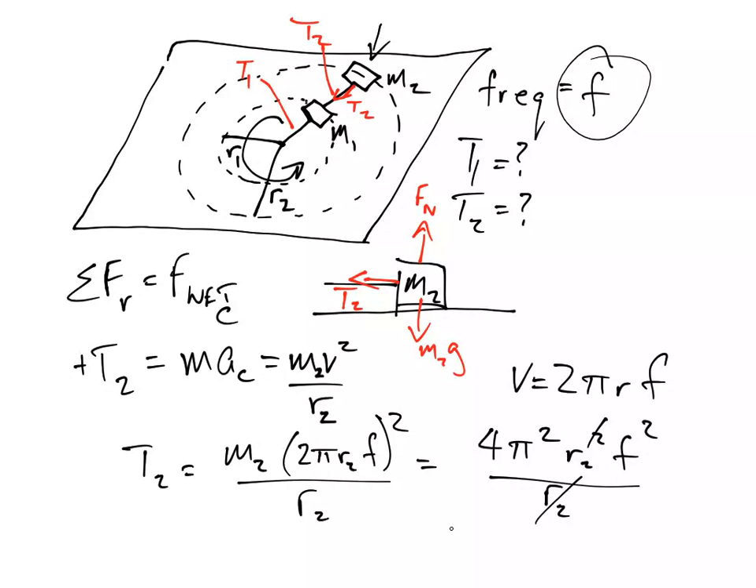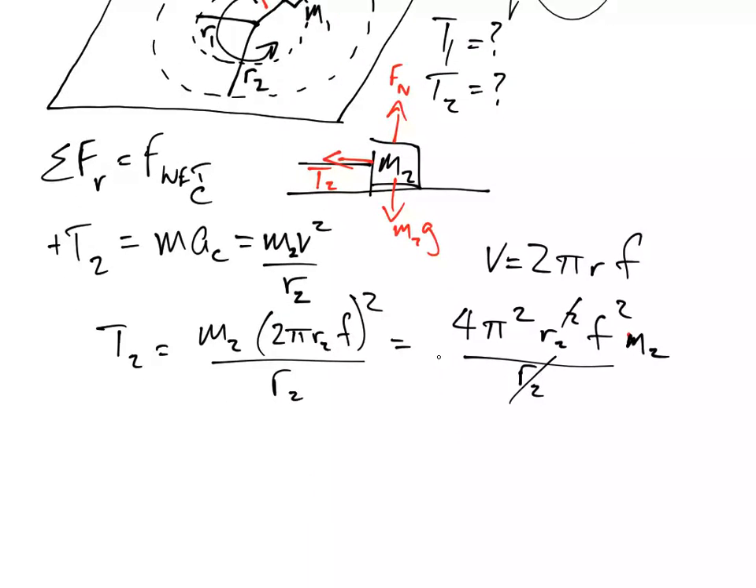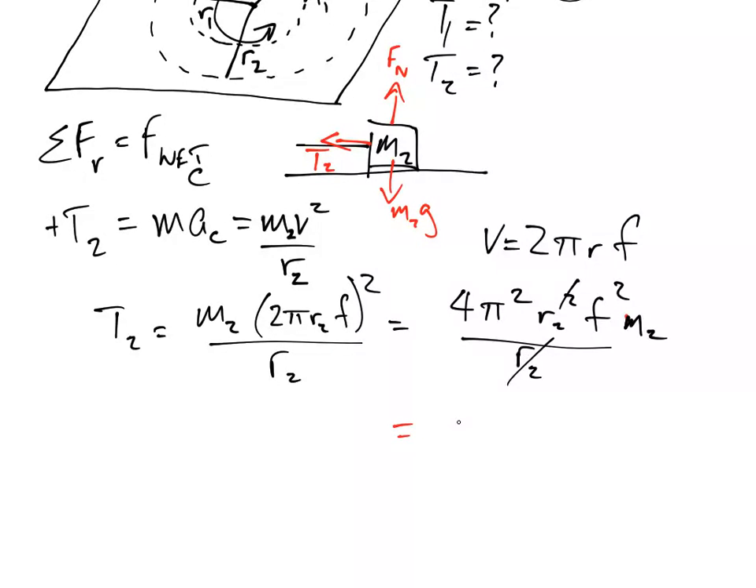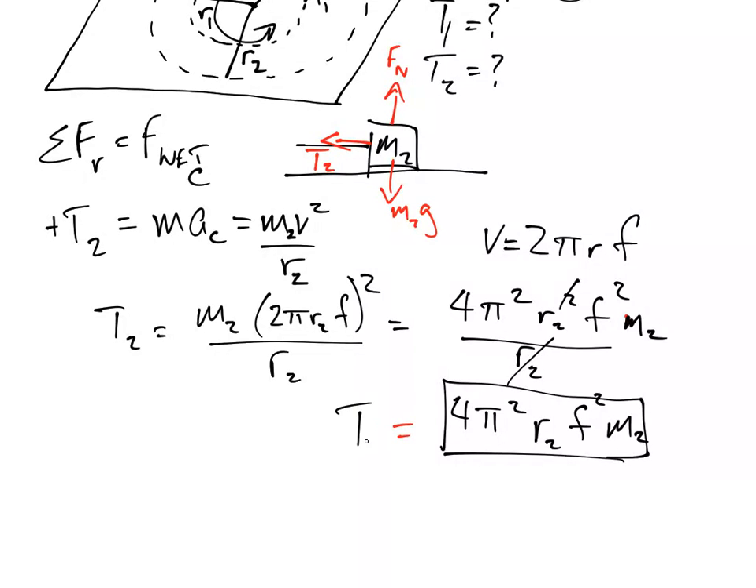oh, sorry, forgot the mass, right. Good point. There we go. Thank you. So our final answer should be 4 pi squared r2 f squared m2 all over nothing, actually. That's it. That's what T2 is equal to.